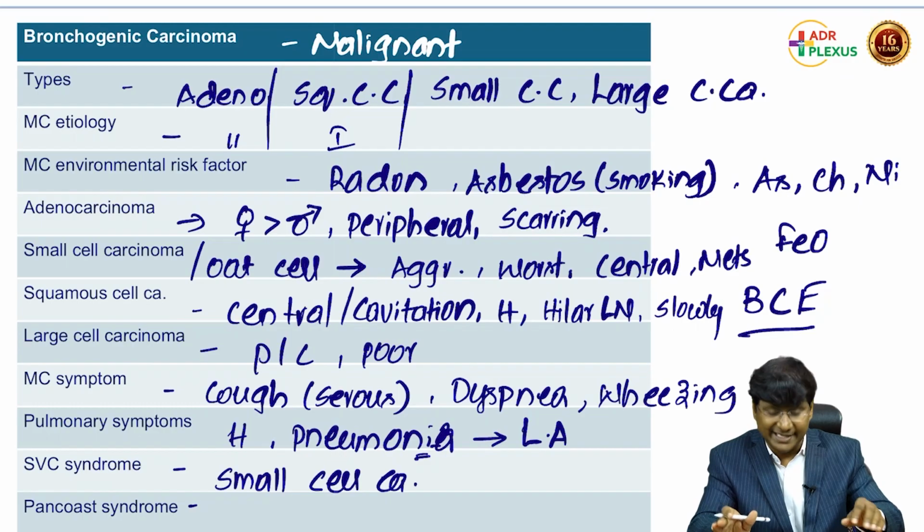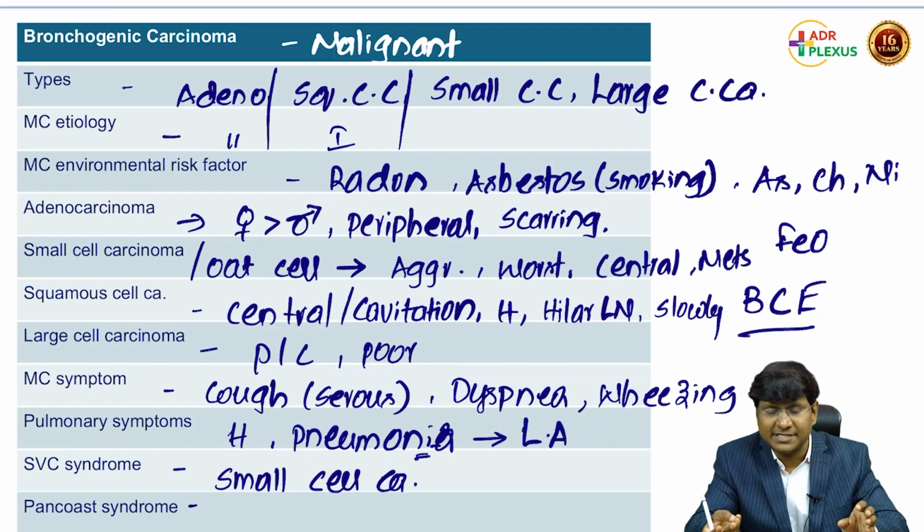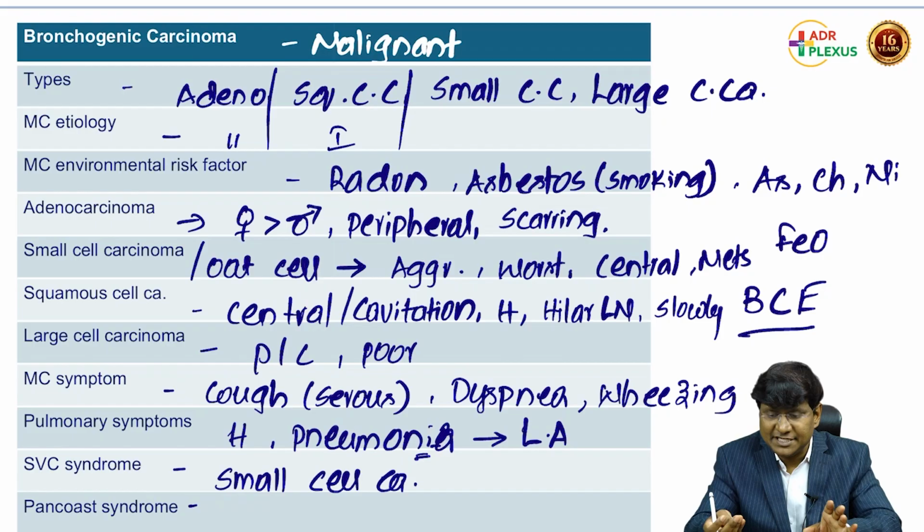That is the SVC syndrome, which is commonly observed in small cell carcinoma. These patients will have facial flushing. There will be swelling of the neck veins. There will also be swelling of the upper limbs, right? And in SVC syndrome, these patients will also have headache and conjunctival congestion.